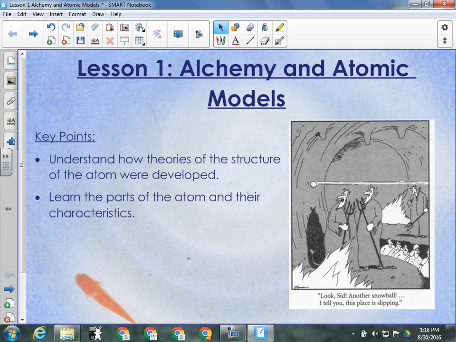Anybody remember what the atom is made out of? Electrons, neutrons, and one other one. Protons. Okay, so obviously we remember that. We'll look at how they're arranged and the properties of each one.